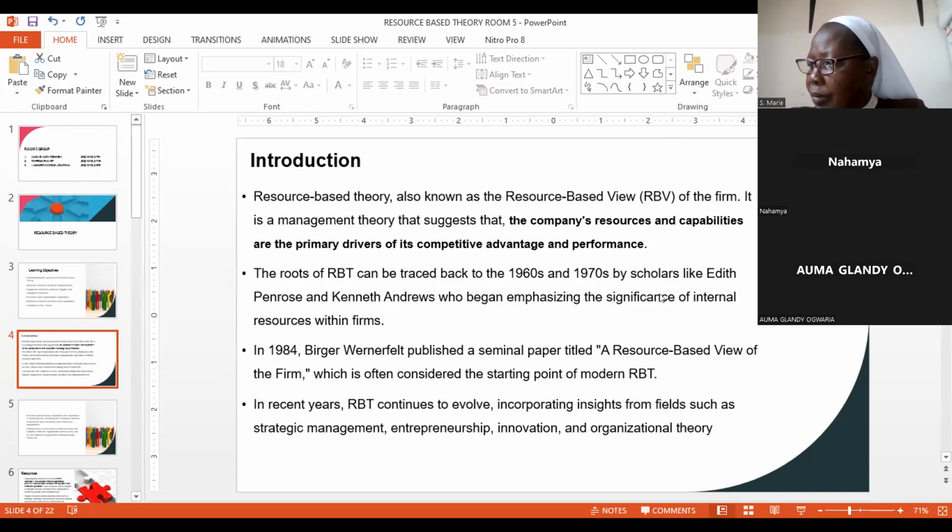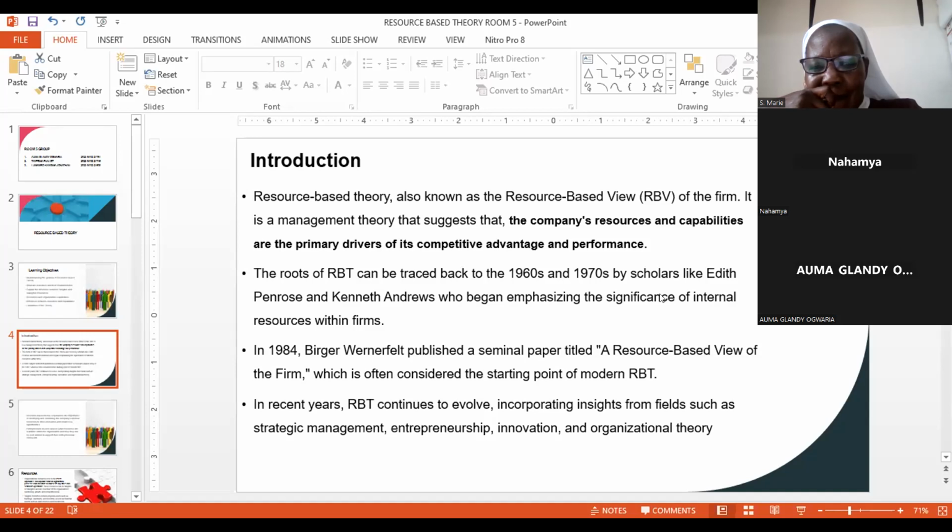So briefly, this theory was founded way back in around the 1960s, 1970s by different scholars. Sampling them, I can just give Edith Penrose and then Kenneth Andrews, who began emphasizing the significance of internal resources within the firms. The theory began to increase in demand by 1984 by Birger Wernerfelt, when he published a seminal paper entitled "Resource-Based View of the Firm."